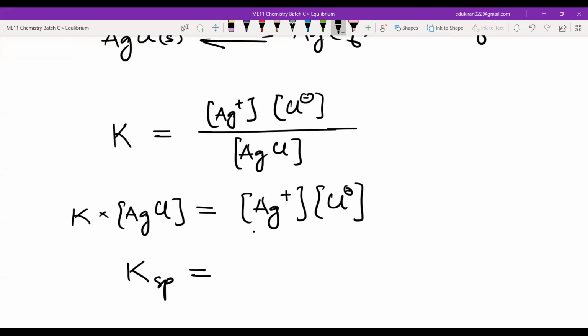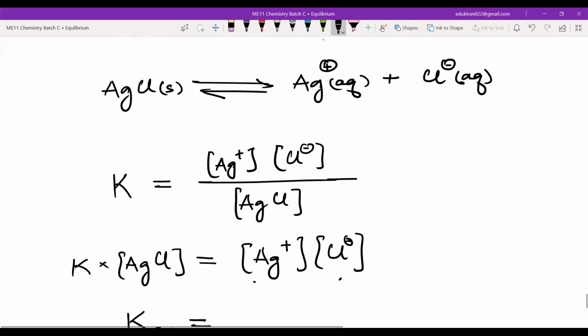So here we have Ag positive and here we have Cl negative. So we are taking the product of the solubility, because the number of moles of Ag positive that is getting dissolved will be equal to the number of Cl negative that is getting dissolved. So if I say that S amount of Ag is getting dissolved and S amount of Cl negative is also getting dissolved, that means S amount of AgCl was dissolved.